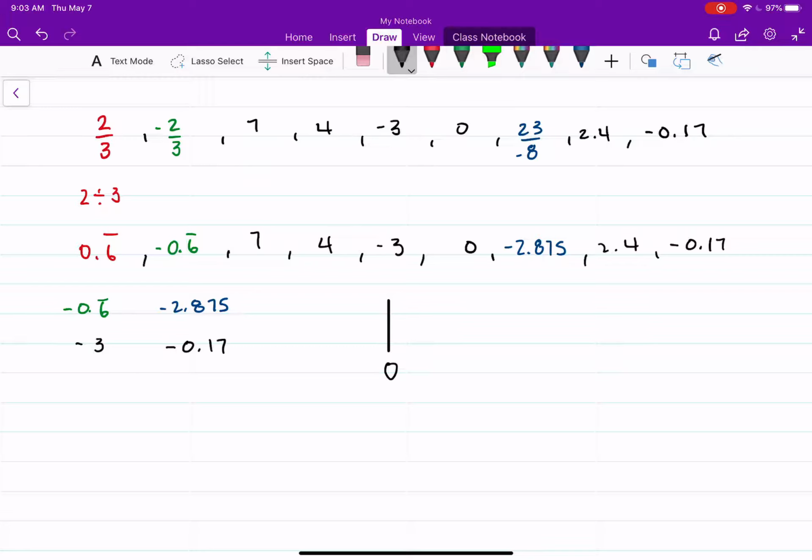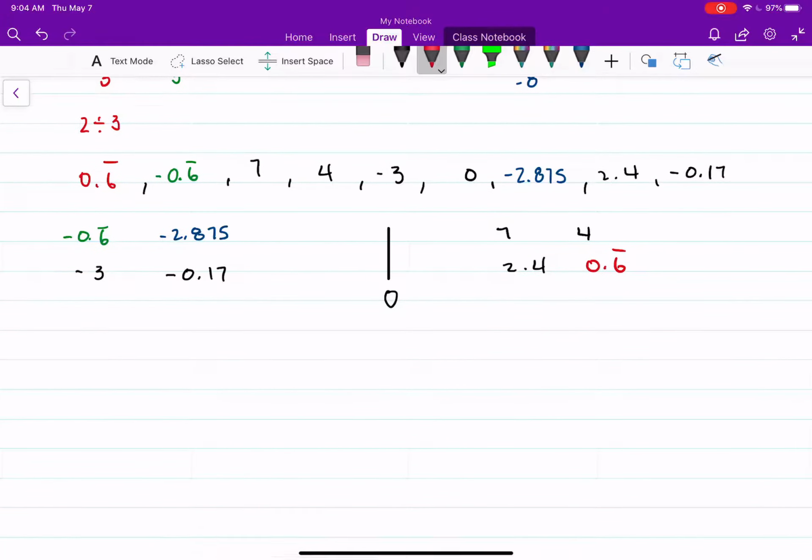So what's on the right side? The right side, I have a 7. I have a 4. I have a 0, which is already there. And I have a 2.4. Let's see, 2, 4, 6, 8, 9 numbers. 1, 2, 3, 4, 5, 6, 7, 8. So I'm missing something. Oh, got it. The 0.6 repeating. So notice what I did. I also counted the number of numbers there were and made sure that I have them all. So this way I don't miss any.